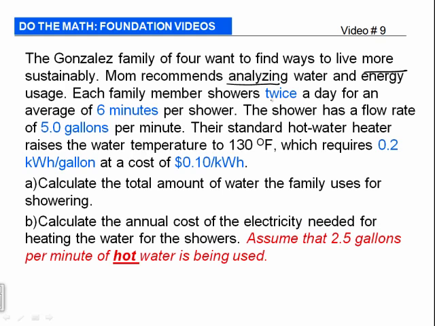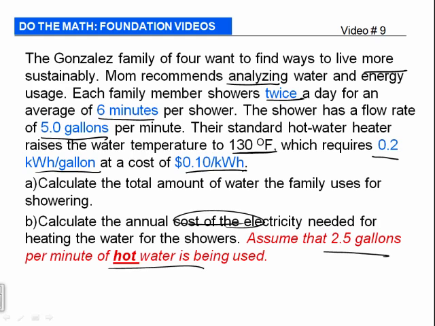Each family member showers twice a day for an average of 6 minutes per shower. The shower has a flow rate of 5 gallons per minute. Their standard hot water heater raises the water temperature to 130 Fahrenheit, which requires 0.2 kilowatt hours per gallon at a cost of $0.10 per kilowatt hour. Calculate A, the total number of gallons of water the family uses for showering, and B, the annual cost of the electricity needed for heating the water. Assume that 2.5 gallons per minute of hot water is being used.